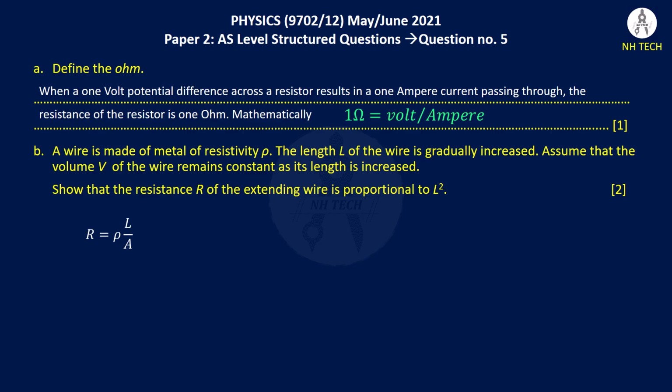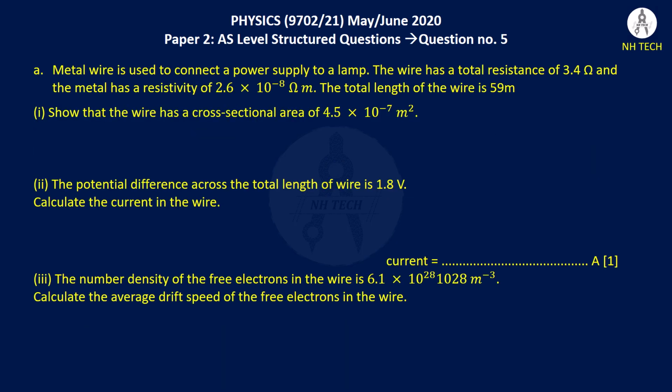Consider the formula of specific resistance, substitute V over L in place of A. And now according to the statement of the question, volume remains constant and ρ is also a constant, so it has been proved that the resistance R of the extending wire is proportional to L square.